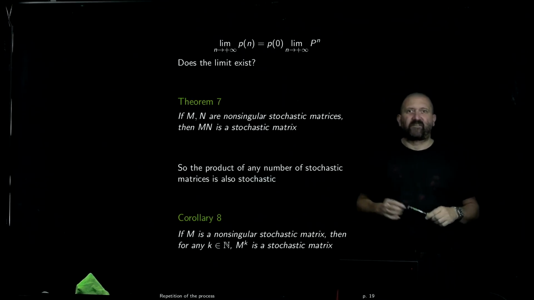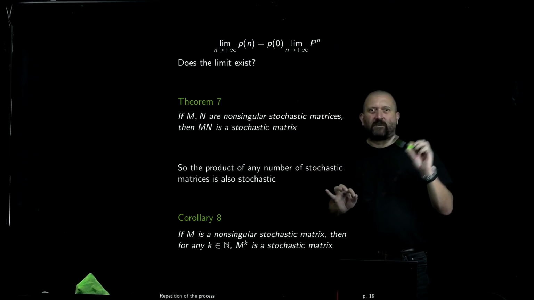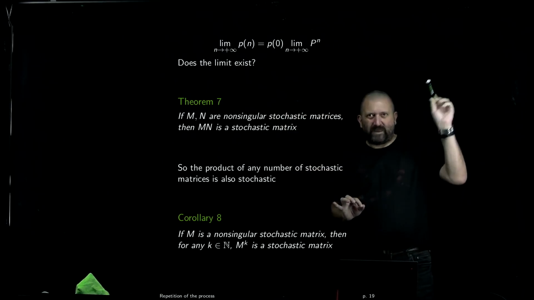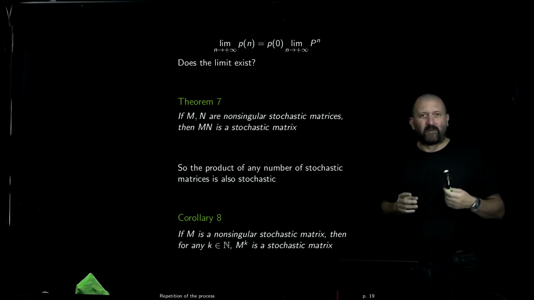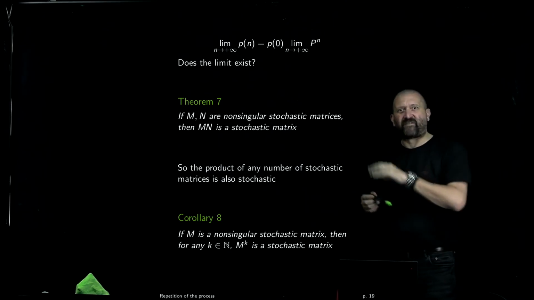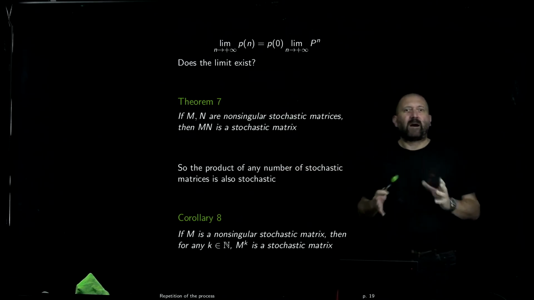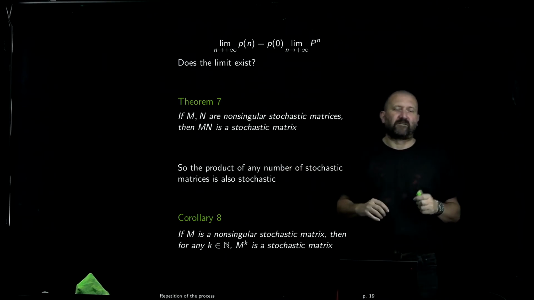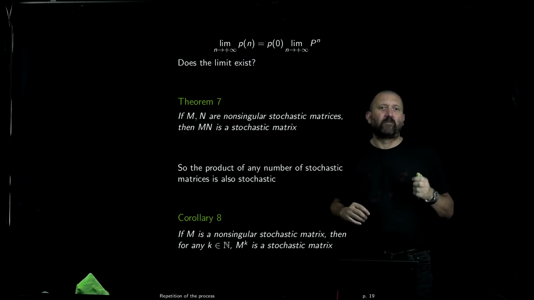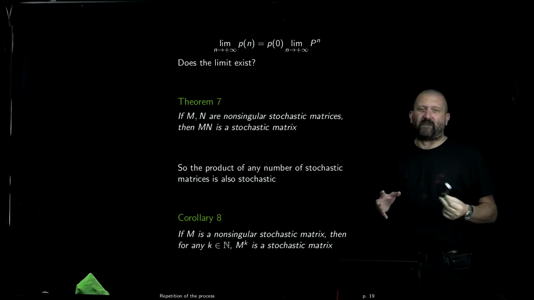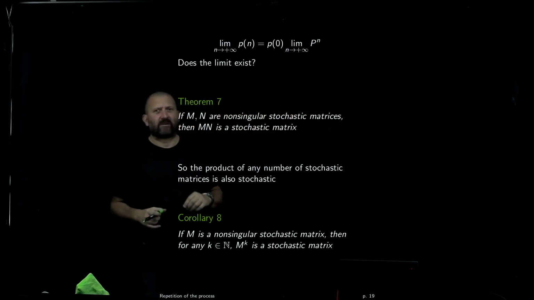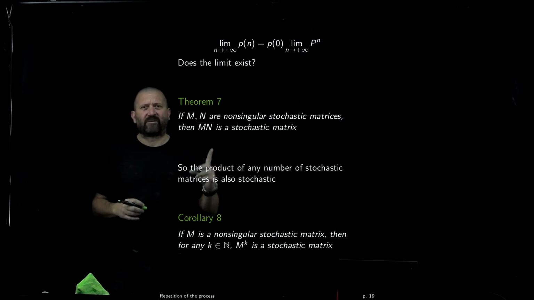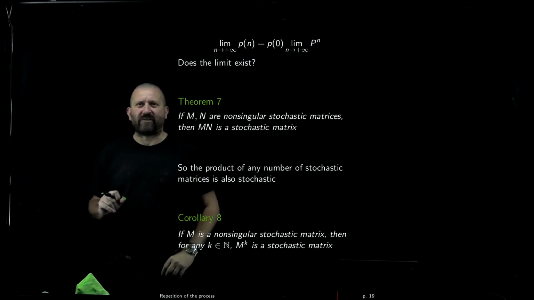Now, we get back to this. We're saying, okay, the limit is P of 0 times the limit when P of n. Does that limit exist? Well, the first thing, and if you remember this was part of the worksheet for yesterday, is that if you have non-singular stochastic matrices, then the product is a stochastic matrix. It's quite simple. I'm not entirely sure that you need it to be non-singular, but let's just stick with non-singular.